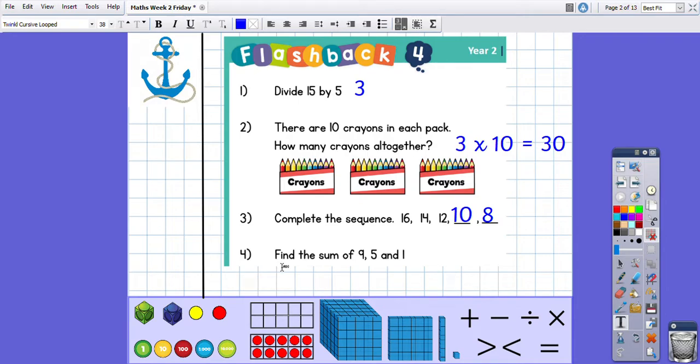So today we've got to find the sum of 9, 5 and 1. See if you can remember my top tip from yesterday. Find a number bond. 9 and 1 is my number bond to 10. So there is 10, and adding 5, 10 add 5 is 15. So that is our little warm up and our anchor for today.